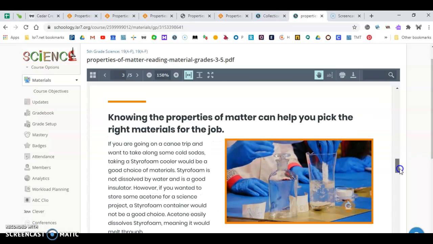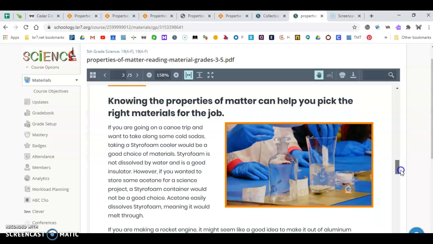Knowing properties of matter can help you pick the right materials for the job. If you are going on a canoe trip and want to take along some cold sodas, taking a styrofoam cooler would be a good choice of materials. Styrofoam is not dissolved by water and is a good insulator. However, if you wanted to store some acetone for a science project, a styrofoam container would not be a good choice. Acetone easily dissolves styrofoam, meaning it would melt through.